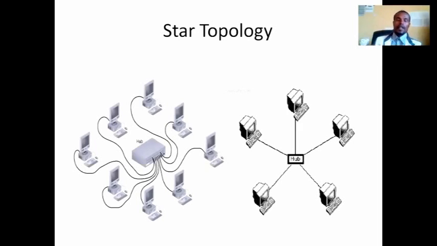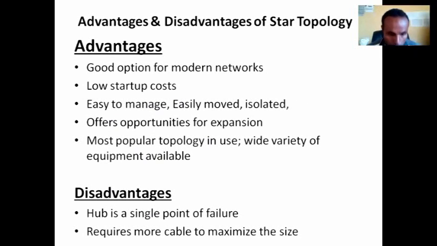This is the physical arrangement of star topology. This is the central device which connects all computers. We call it a hub or switch. So now the advantages and disadvantages of this topology. It is a good option for modern networks, and is preferable to use in modern networking.